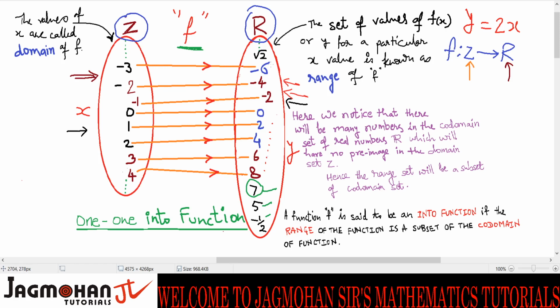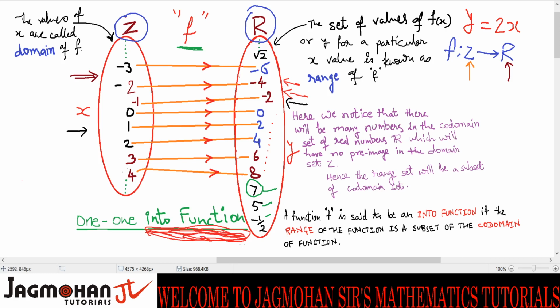So what I can say is this codomain set of real numbers is not completely used up. There are so many numbers lying without pre-image here. And when such is the case, you call such a function an into function. It is an into function.